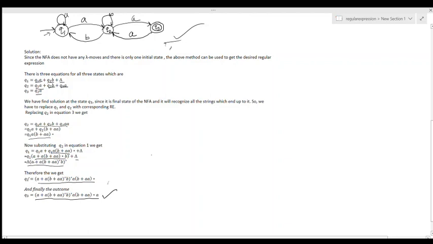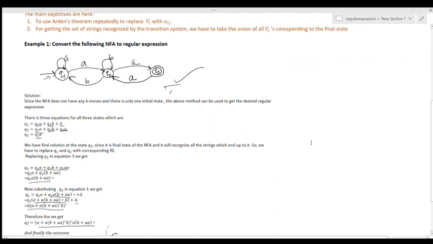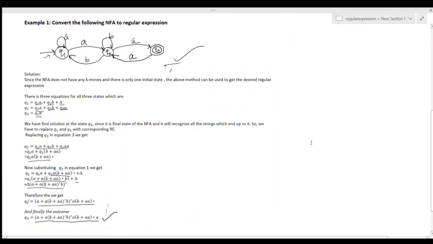So this is how we are going to convert an NFA to a regular expression.